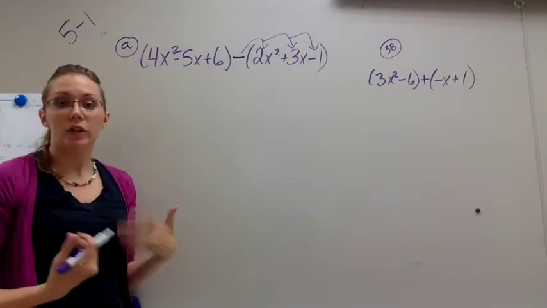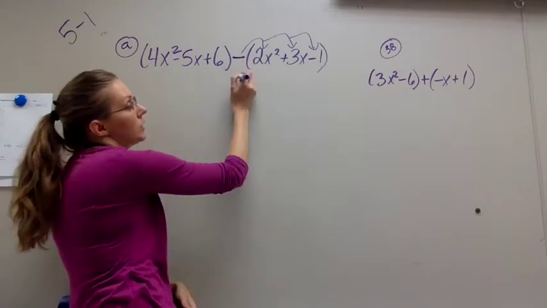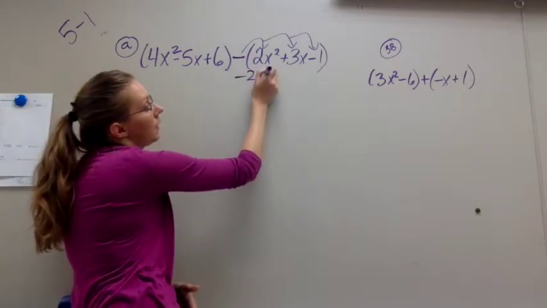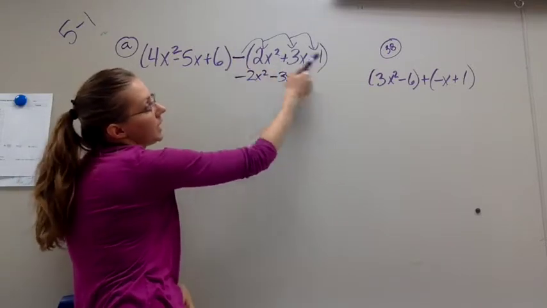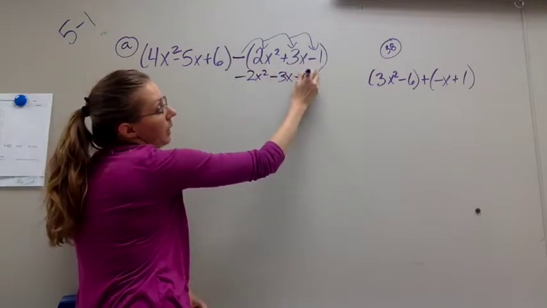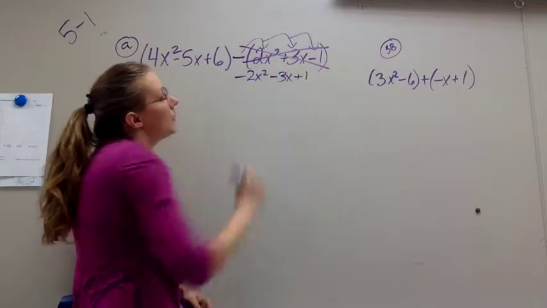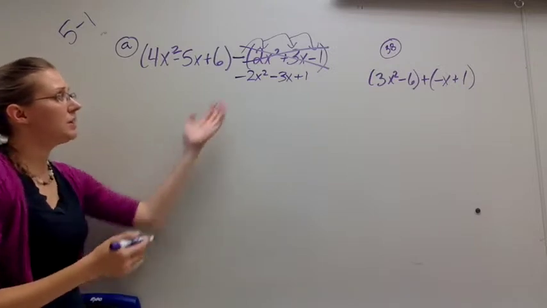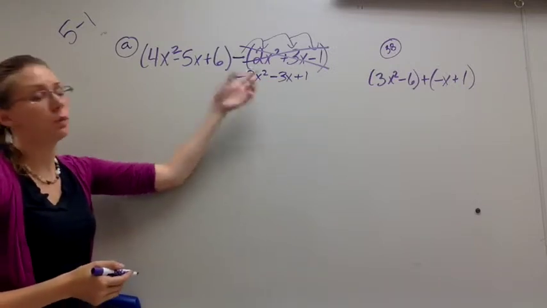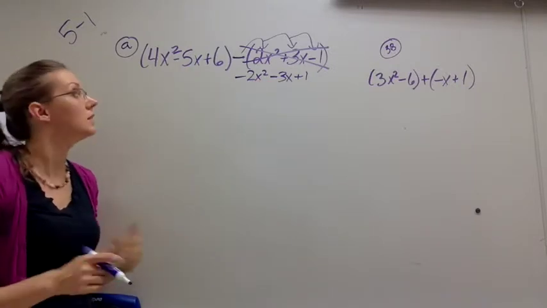So the way that I solve these quickly and easily is I just change all the signs. So this becomes negative 2x squared. Negative 1 times a positive 3 is a minus 3x. And a negative times a negative 1 is going to be a positive 1. Now at this point, I'm just going to combine my like terms. And by like terms, I mean the x's can't be combined unless it's an x squared with an x squared. Okay, your bases have to be the same.